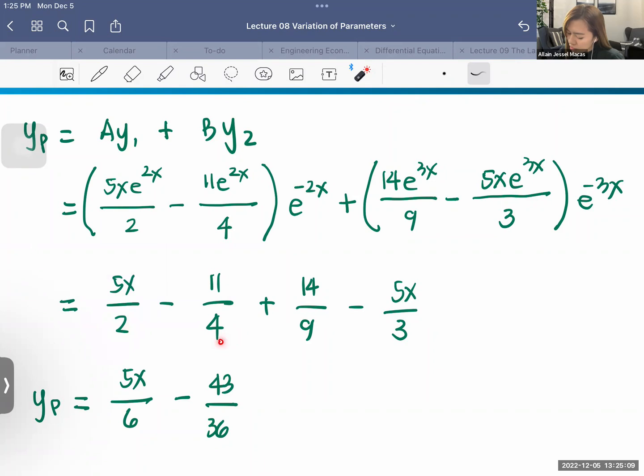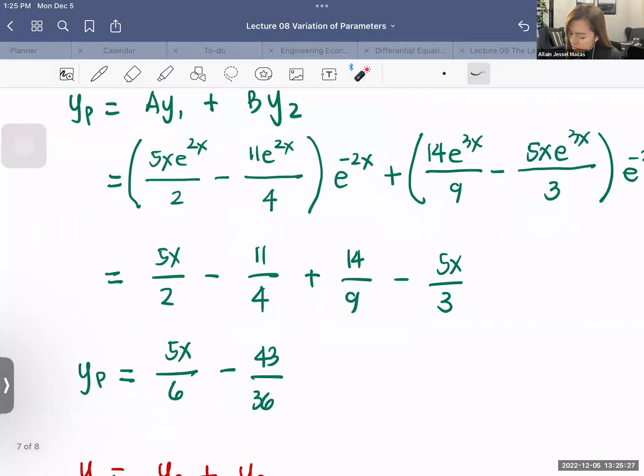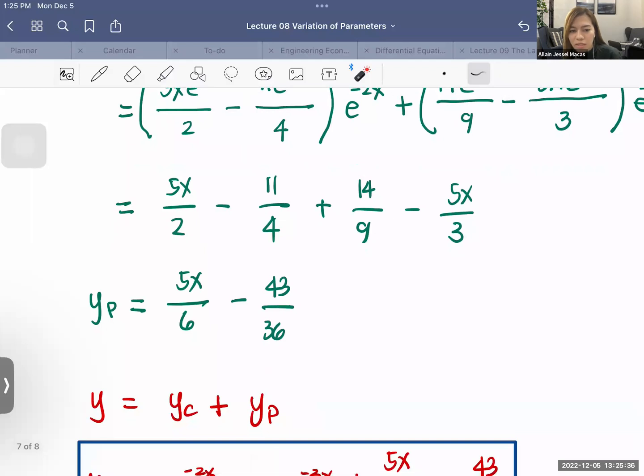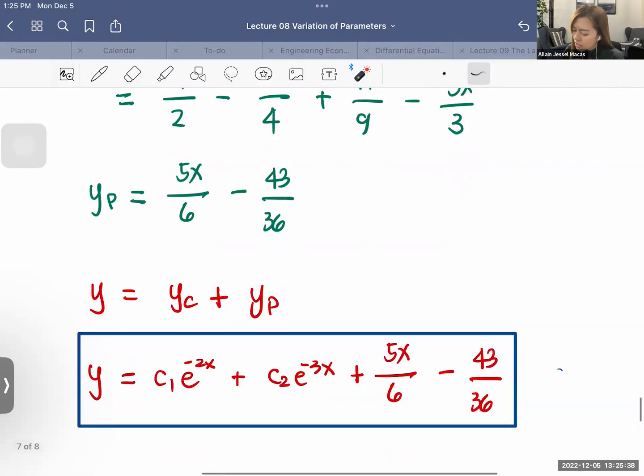The same is true with the second expression, since it's 3x and this one is negative 3x. So it cancels again and becomes 1. So that is 14/9 minus (5x over 3). And then to simplify all that, we'll get YP that is 5x over 6 minus 43/36. Same as before, class, we add the complementary and the particular, which gives us the general solution.